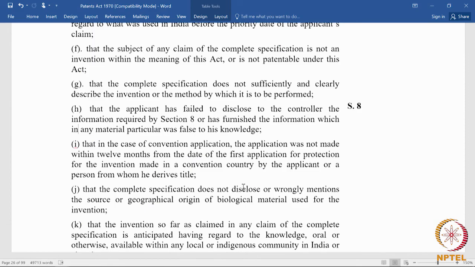It may be a procedural behavior. We are not alleging that by this the applicant can be deemed to have committed some fraud on the patent office. That is not the thing, but the applicant was required to do something and he did not do it in that fashion. So, again, the third ground goes back to the conduct of the applicant.